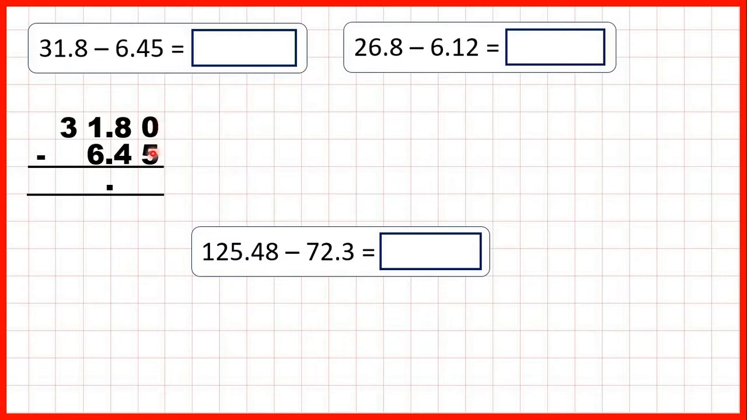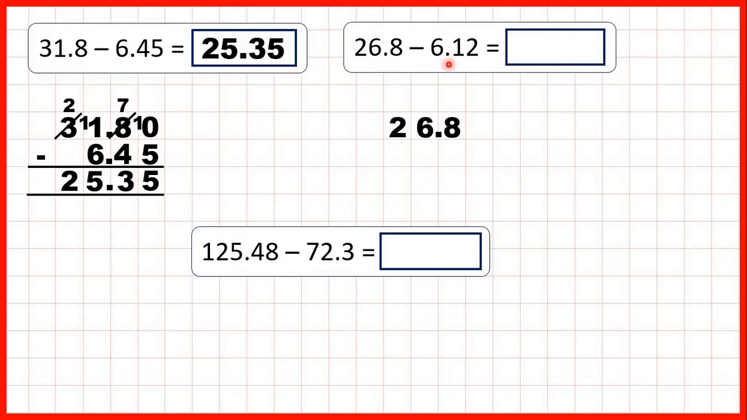So 0 minus 5 we can't do, so we go to the left, 1 less, 1 in front, and 10 minus 5 is 5. 7 minus 4 is 3. We can't do 1 minus 6, so we go to the left, 1 less, 1 in front. 11 minus 6 is 5, and 2 minus nothing is 2. That gives us 25.35.